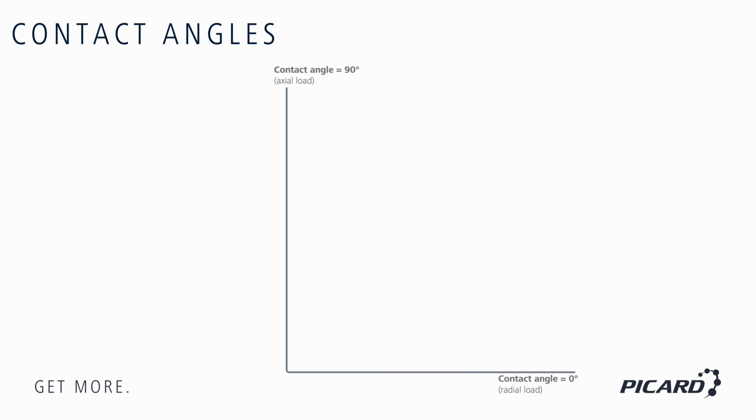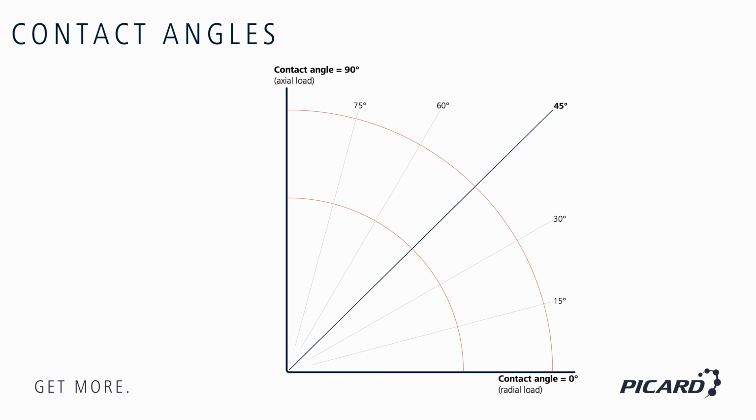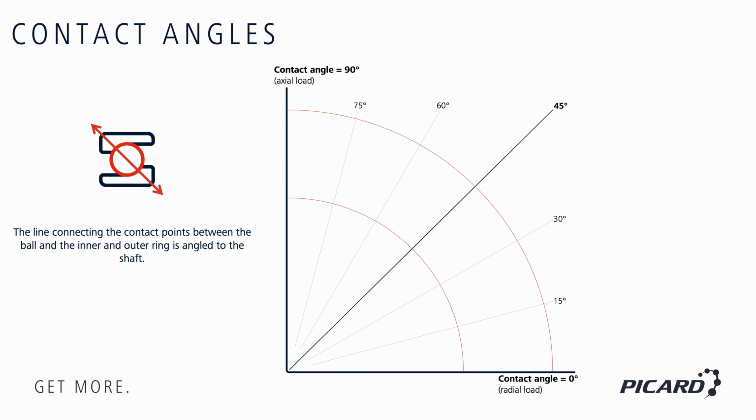One of the most important features of angular contact ball bearings is the contact angle, also called the pressure angle. It defines the direction in which force is transmitted from the ball to the raceways along an imaginary line between the two contact points on the inner and outer ring. Unlike deep groove ball bearings, this force transmission is not perpendicular to the shaft, but angled, which is where the term angular contact comes from.